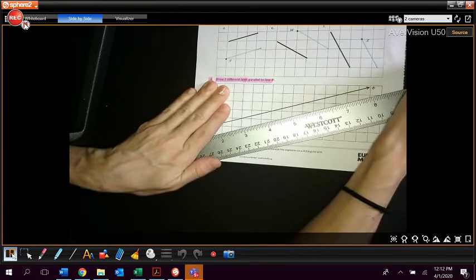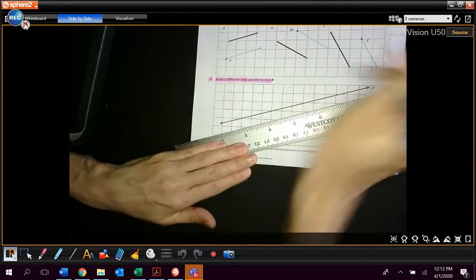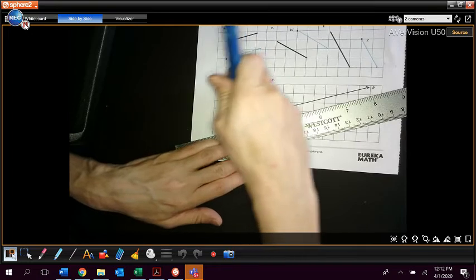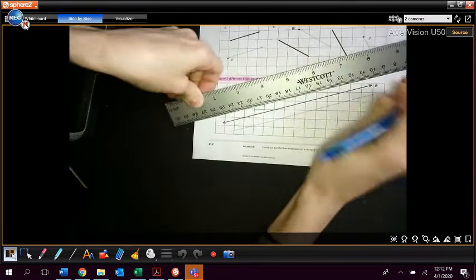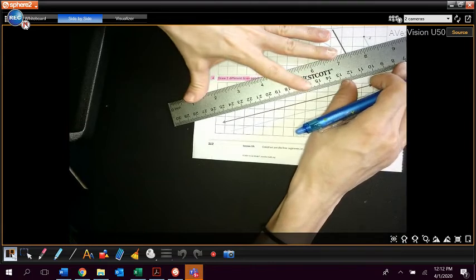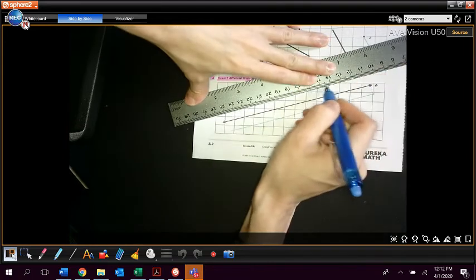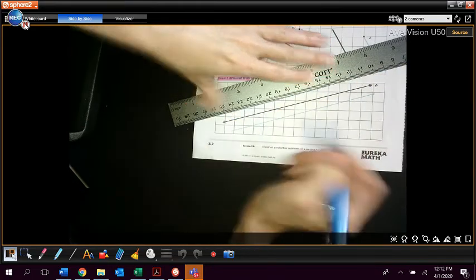So I'm going to draw one line here. And I'm going to draw another one on this side. Right here. And I just made 2 different lines, and they're both parallel to the one that was given to me.